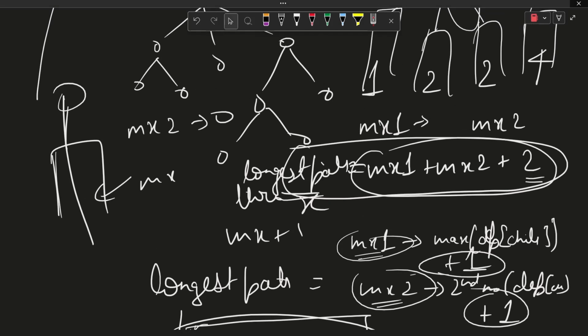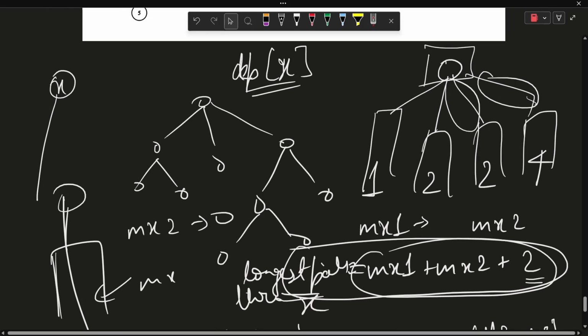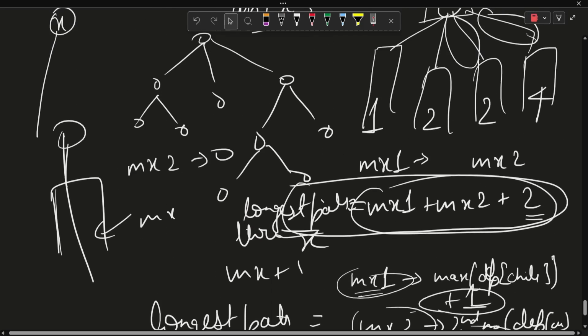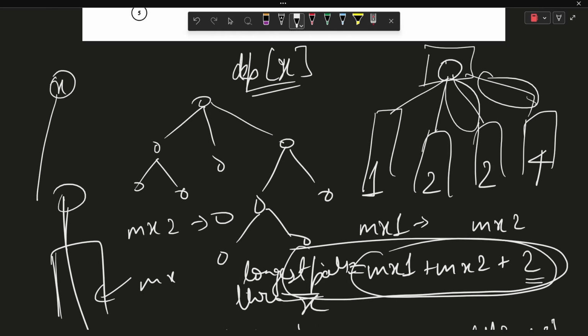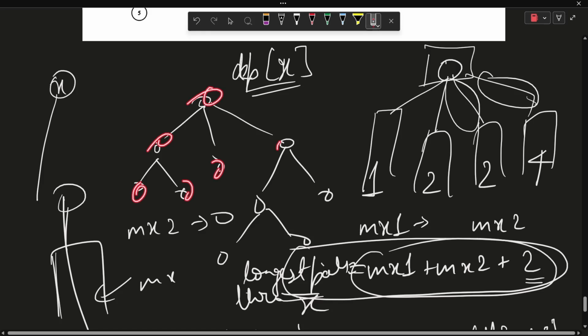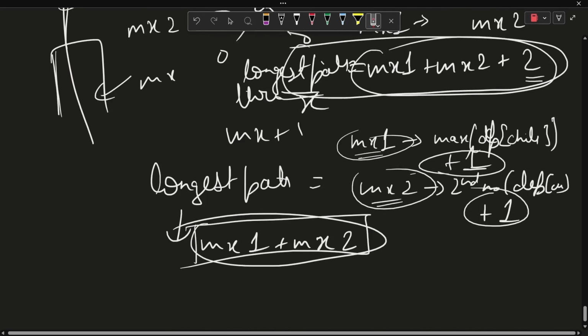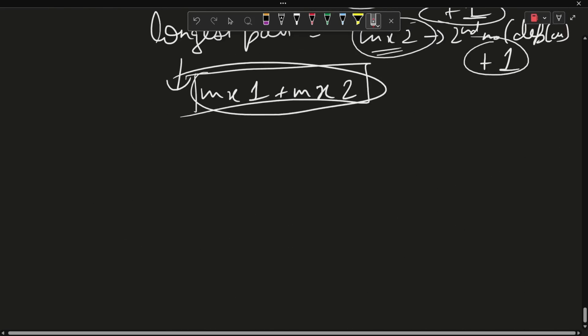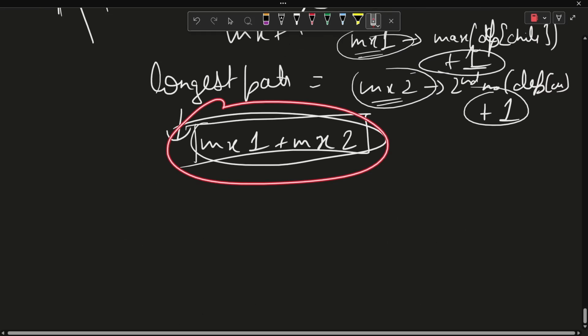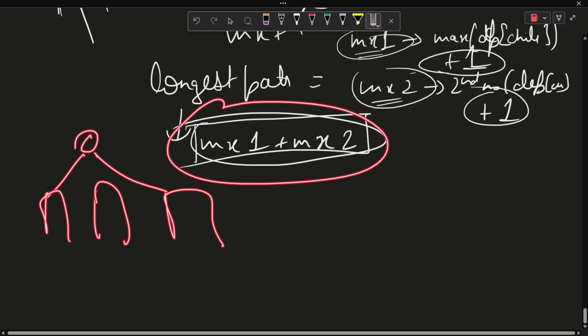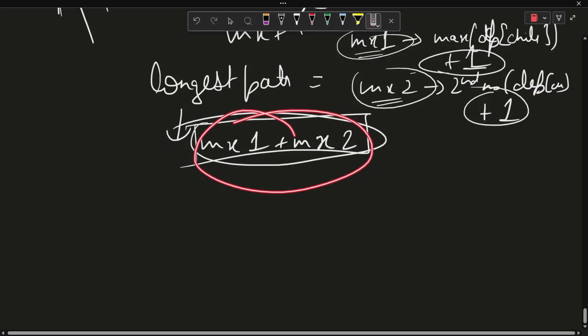So this is actually what the longest path for a particular node is. And what is my diameter among all the nodes? If you compute the longest path through every node, the maximum among them is my diameter. So my diameter is the maximum of the longest paths over all the nodes. And the maximum path is: we go to all its children, and the sum of the top two depths would be my maximum path.